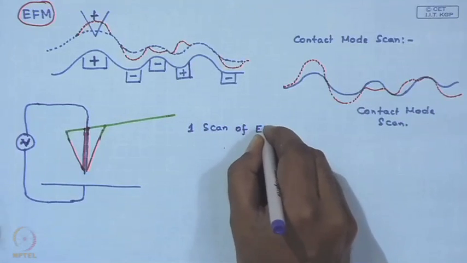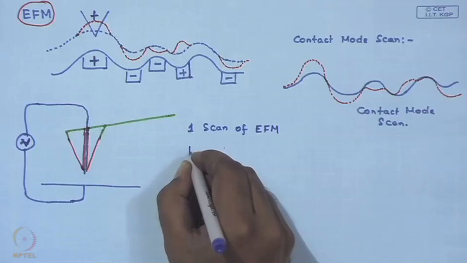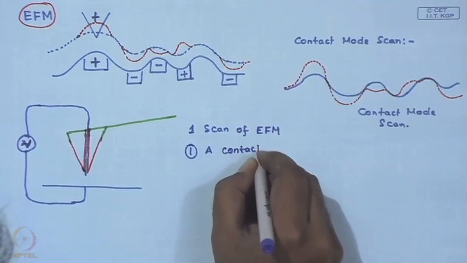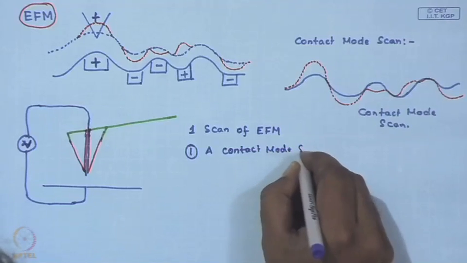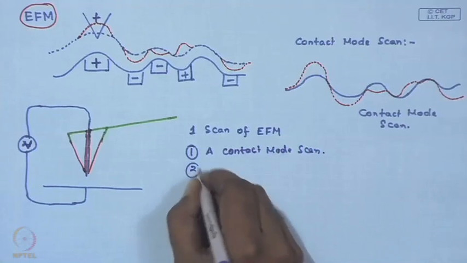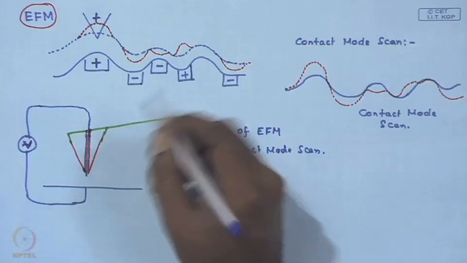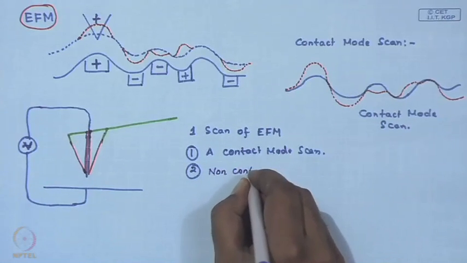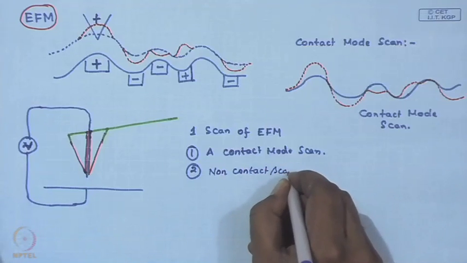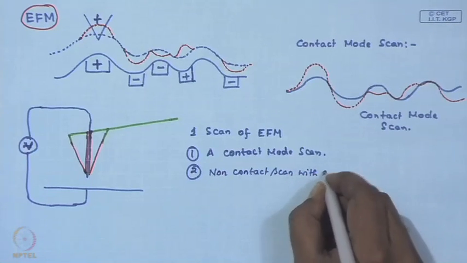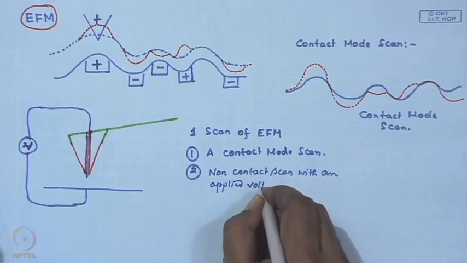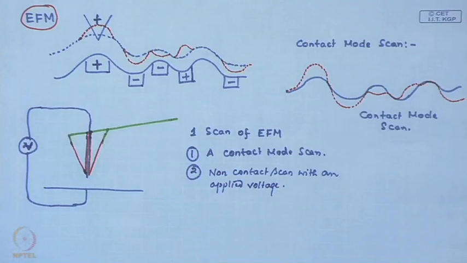you first do a contact mode scan. Then you withdraw the tip a little bit, and do a non-contact mode scan with an applied voltage. And you know that you have either positively or negatively biased the tip.